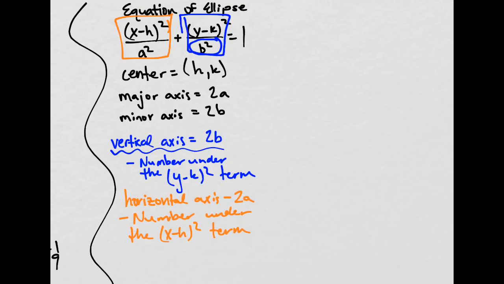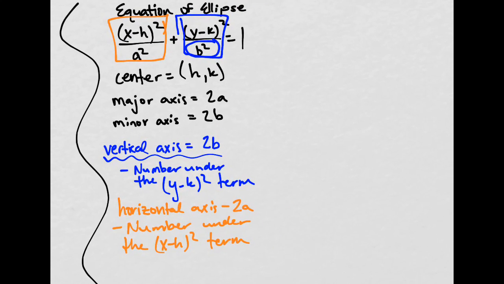And I guess that's just the best way that I can think of to word that. So it's underneath this, underneath this. This is the vertical one. I mean, this is the horizontal one because x's go left and right. This is the vertical one because y's go up and down.